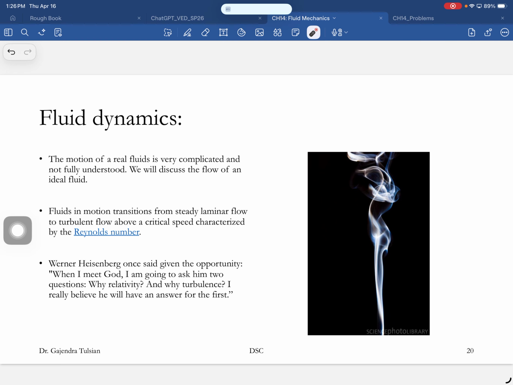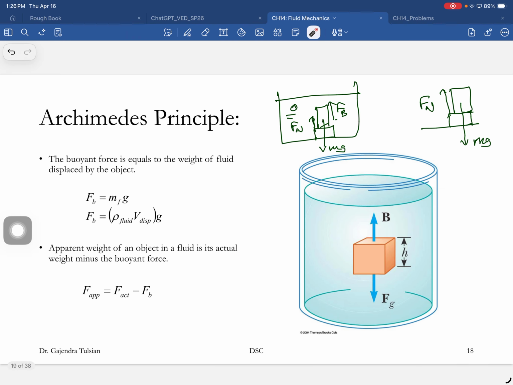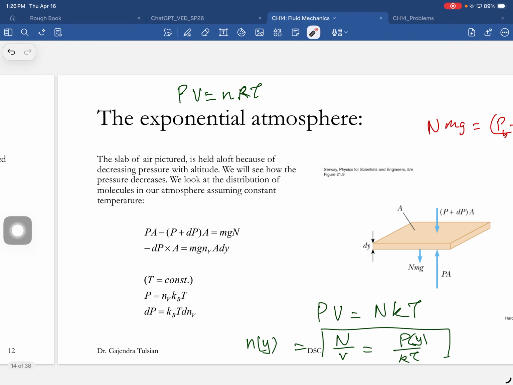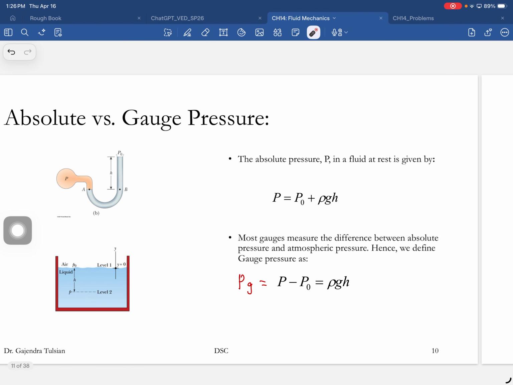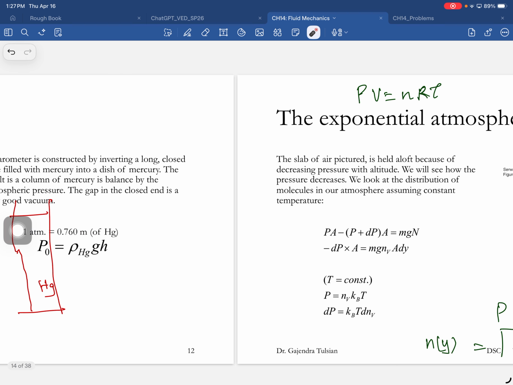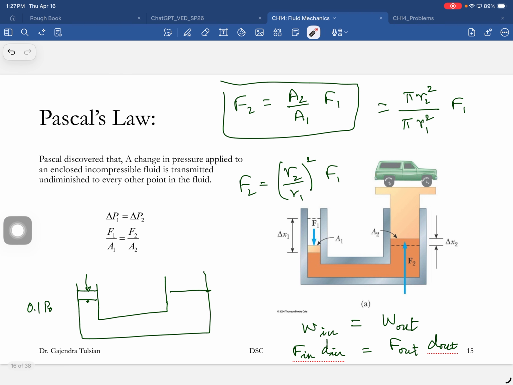Okay, so for instance, if you want to maintain a certain flow rate in your blood vessel, we'll come to this later, but let's say you want to pump 1 gallon a minute of blood. If it's turbulent, then you have to maintain a much higher pressure. Your heart would have to work harder.